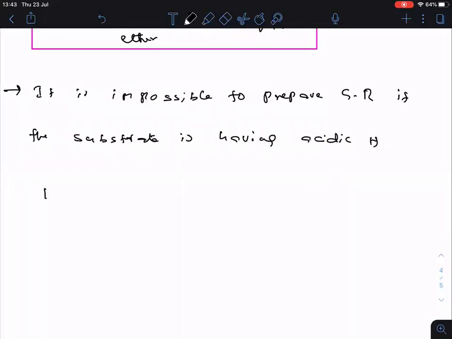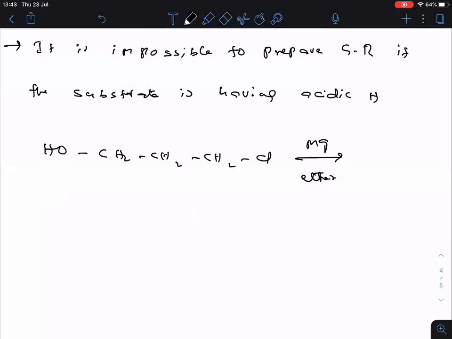For example, let me take a compound like this: OH, CH2, CH2, CH2Cl. Clear, everyone? Now it is reacting with magnesium and ether. So first of all, what we will get, I am writing here: OH, CH2, CH2, CH2 minus MgCl plus.